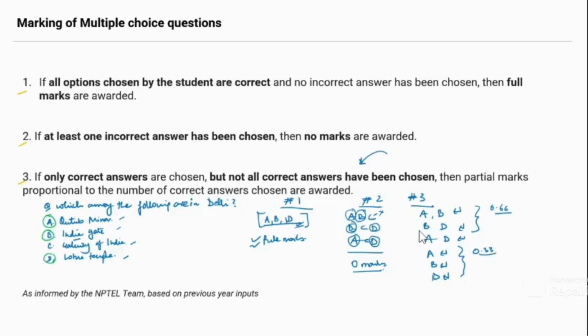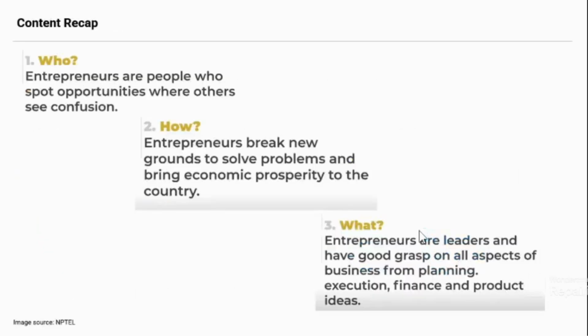So it is very important to know that this is the background algorithm, wherein if you are selecting only the correct answers but not all, then you should get certain proportional marks in the number of correct responses. However, if you select any of the incorrect ones, then you will not get any marks. So whenever there is a doubt, please remember this particular clause and attempt the question accordingly. Now this is based on the input by the NPTEL team in all the previous years, and this is how the marking of the week-wise assignments is being done. All right. Let's proceed further.